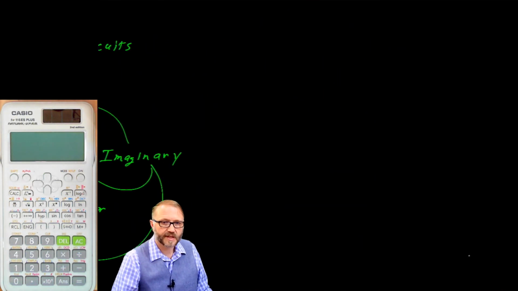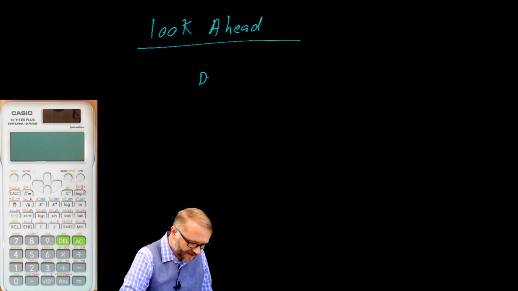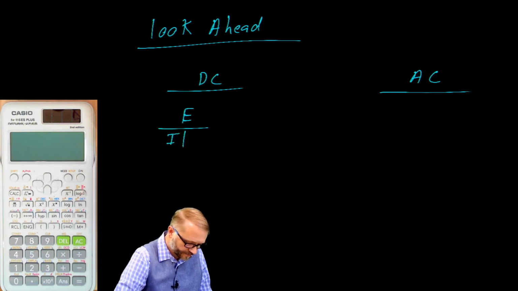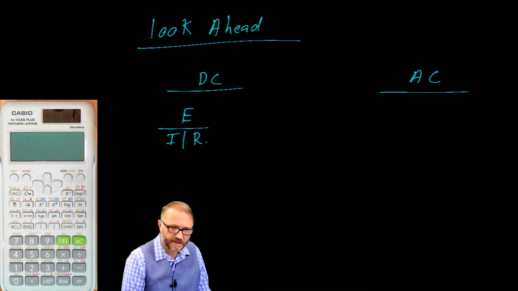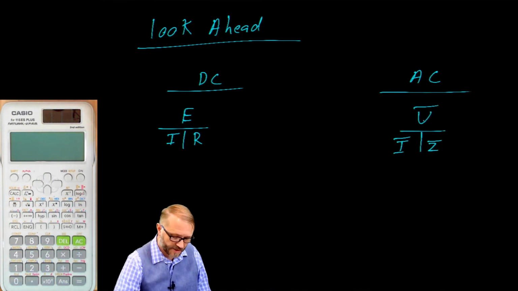That takes care of most of the lectures, but let's just do another look ahead here. We'll compare DC to AC. We'll start with Ohm's law. We had a wheel that looked like this. It said voltage is equal to the current times the resistance. We have the same thing in AC, and you would read this as the voltage vector is equal to the current vector multiplied by the impedance vector.